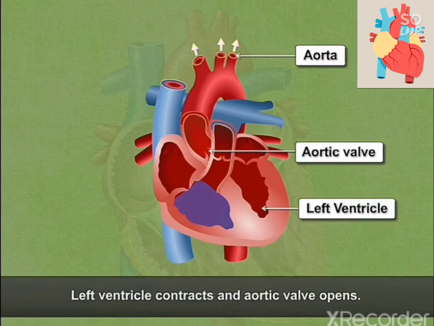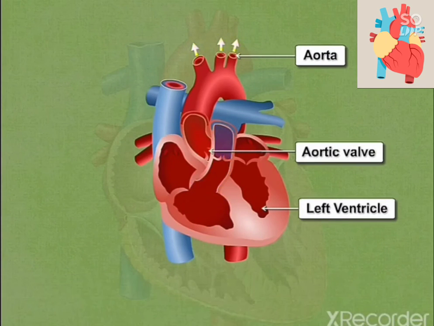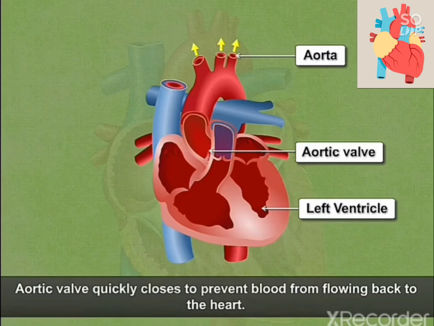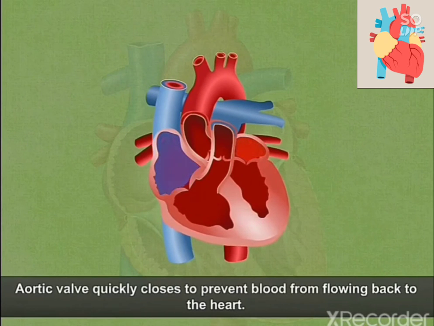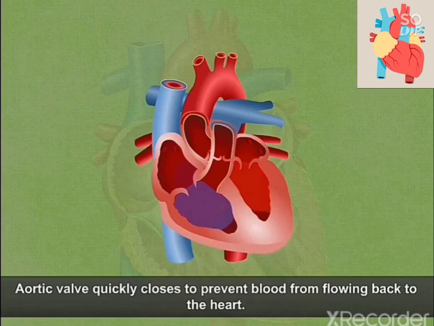This happens at the same time as the right ventricle pumps blood into the pulmonary artery on the other side of the heart. The aortic valve quickly closes to prevent blood from flowing back to the left ventricle. Meanwhile, both the atria start getting filled with blood, and in this way, cardiac cycle continues.